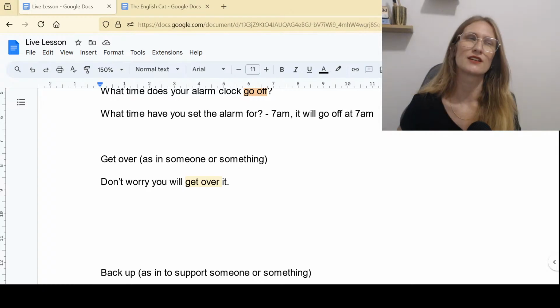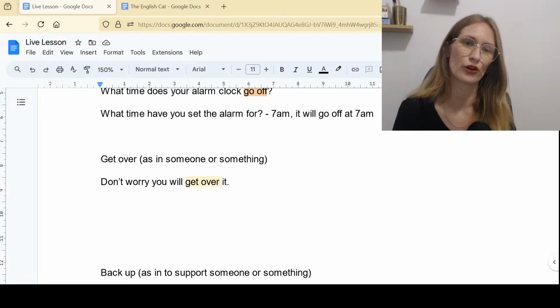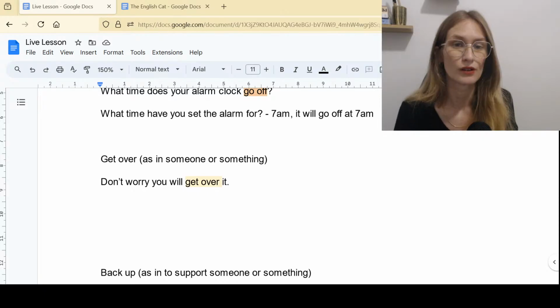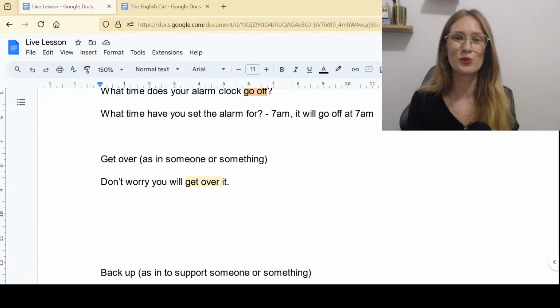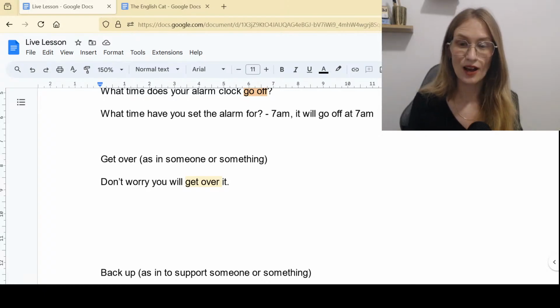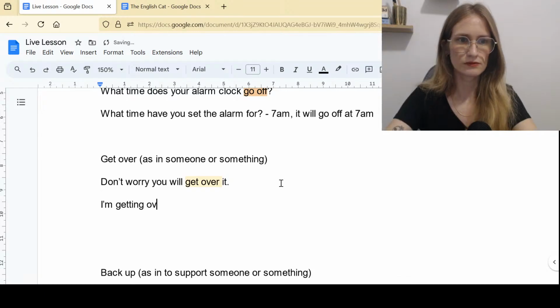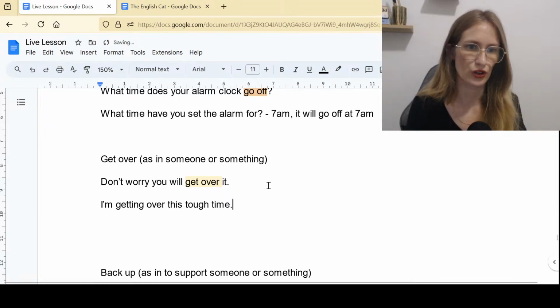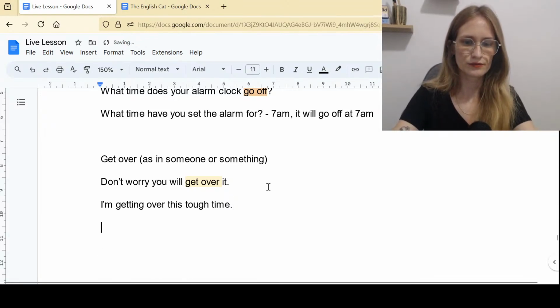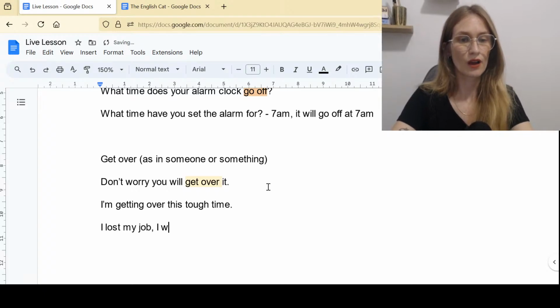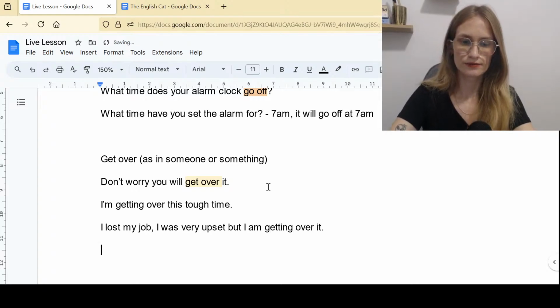So what are some things you could get over? You could get over losing a job. You could get over a breakup. You could get over losing a friendship. It's something that takes time, but you will eventually recover. I'm getting over this tough time. Exactly. Perfect example. Good. Exactly. I lost my job. I was very upset, but I am getting over it. I am recovering from it.